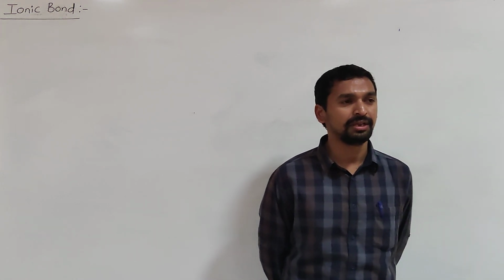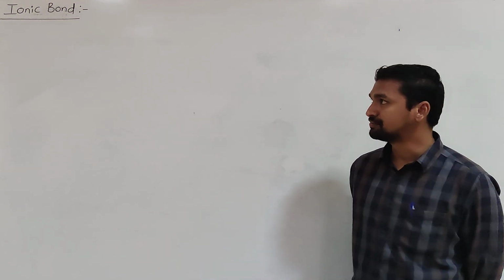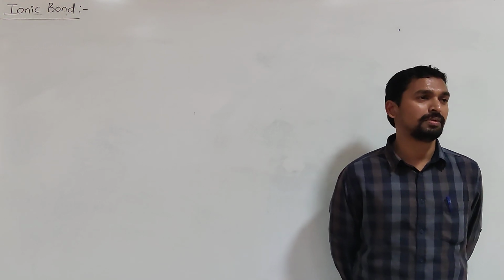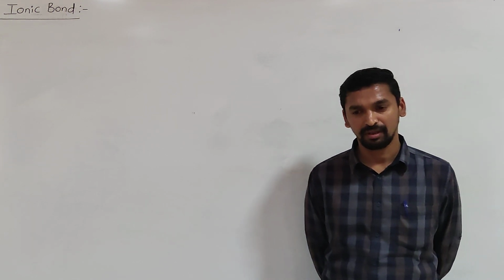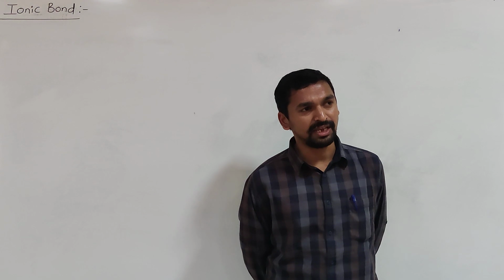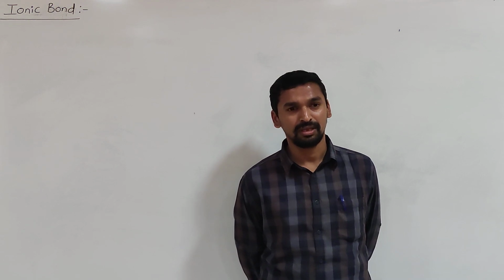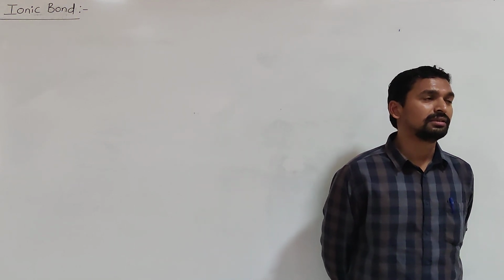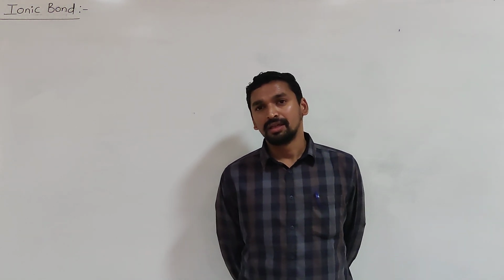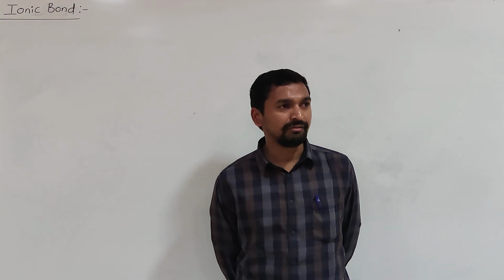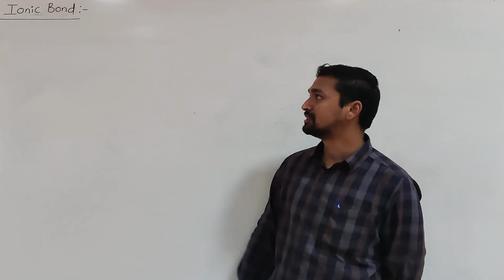Covalent bond is formed by sharing of a pair of electrons between the two atoms. How is the ionic bond formed? The ionic bond is formed by transfer of electrons from one atom to another atom. When the transfer of electron takes place, ions are formed. These ions are attracted to each other by electrostatic force of attraction. That electrostatic force of attraction, which can hold the oppositely charged ions together, is known as ionic bond.